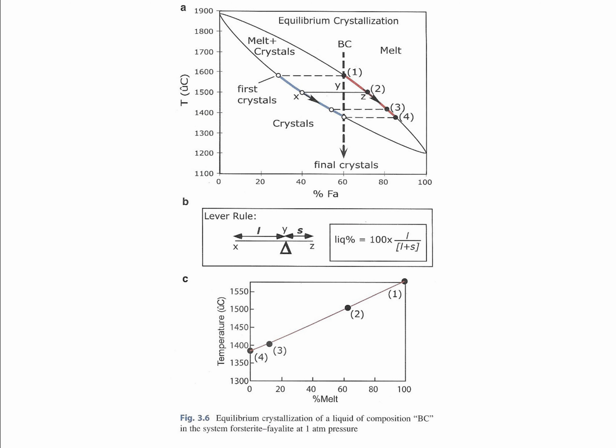In number B, we have the lever rule. We have two components, X and Z. Here we have the percentage of liquid, and this formula calculates the ratio between liquid and solid. If you go down and down, at the beginning we have more liquid, and at the end we have more solid, and that varies between X and Z.